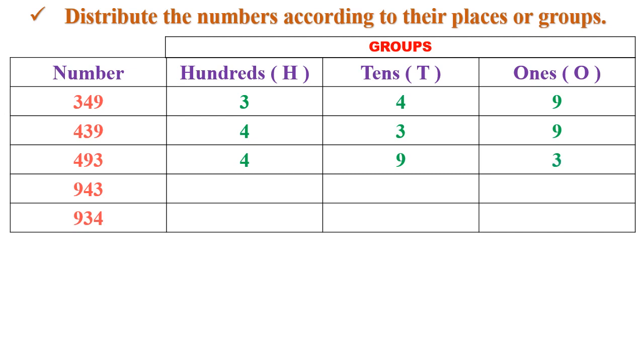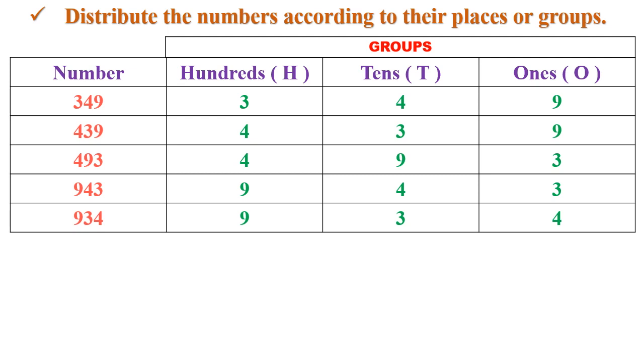Your next number is 943. So 9 is in the place of hundreds, that's why we have to put 9 in the hundreds column. 4 is in the place of tens, that's why we have to put 4 in the column of tens, and 3 in the place of ones. Your last number is 934. So 9 again in the place of hundreds, 3 in the place of tens, and 4 in the place of ones. Do you see any similarities in this?